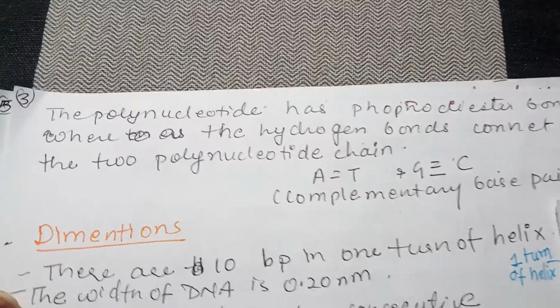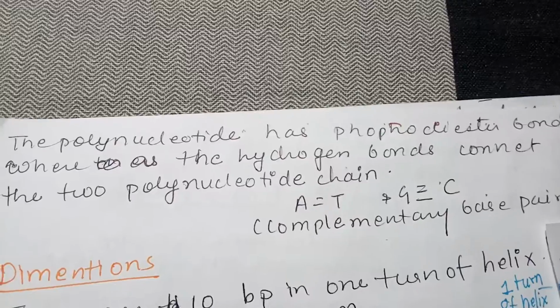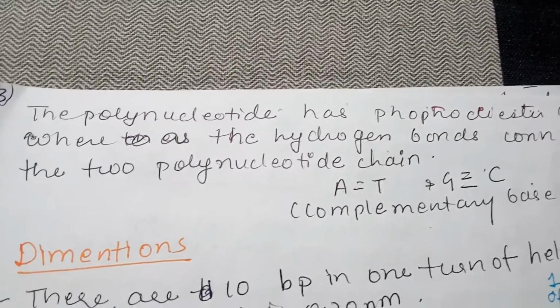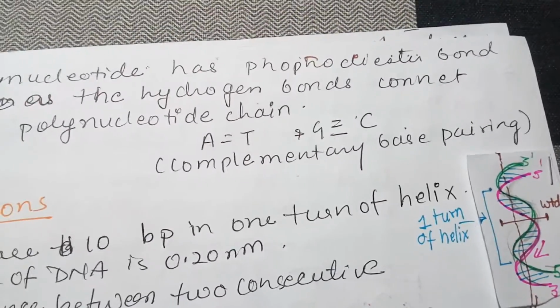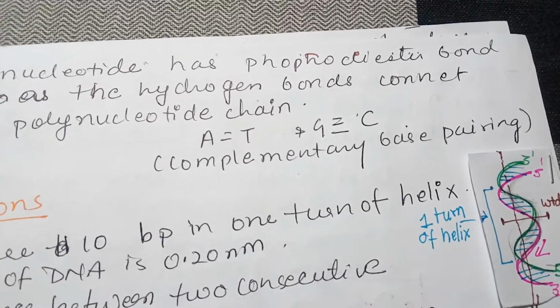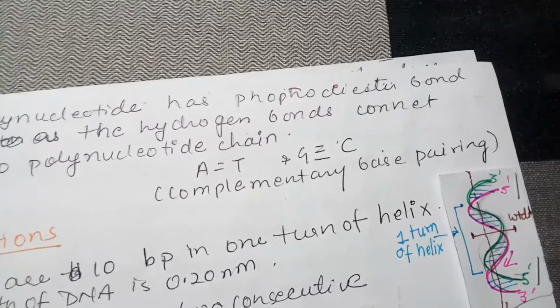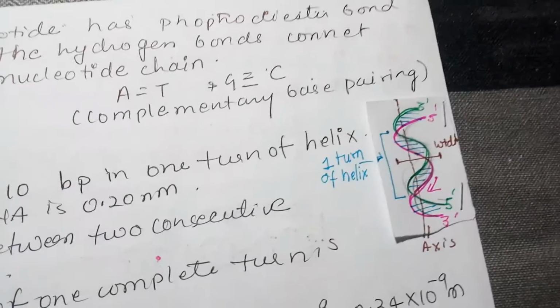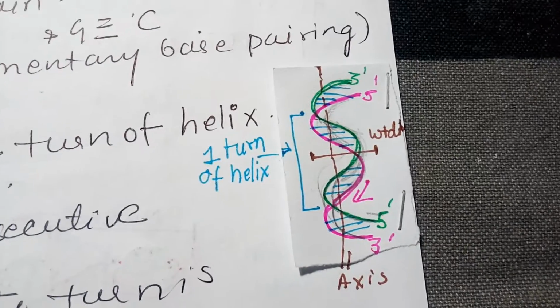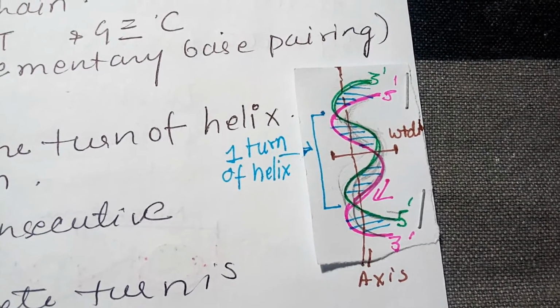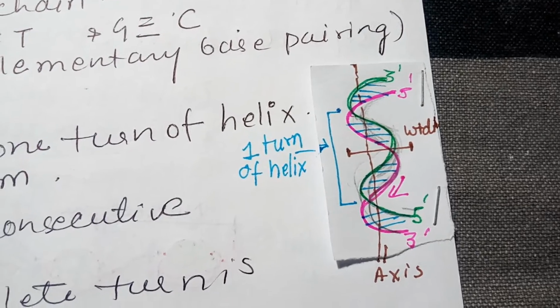The polynucleotide has phosphodiester bonds, and the hydrogen bonds connect the 2 polynucleotide chains. This base pairing is called complementary base pairing, where one purine base pairs with a pyrimidine. Okay. Now if you look at the dimensions, look at this structure. You can see the axis is marked here, the width is marked, and one complete turn of the helix is marked.